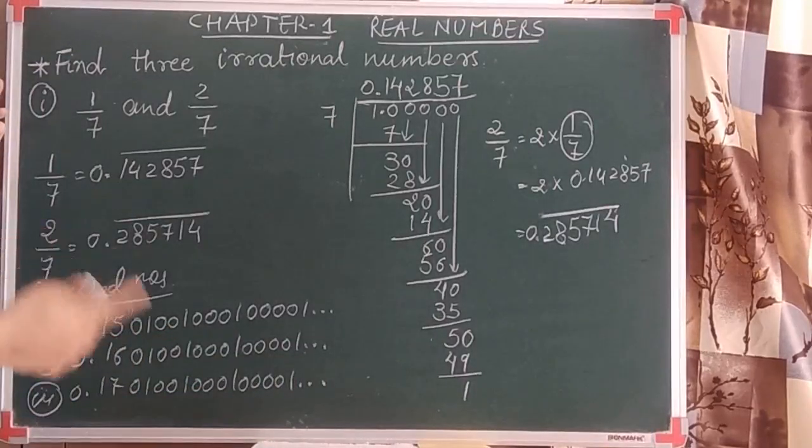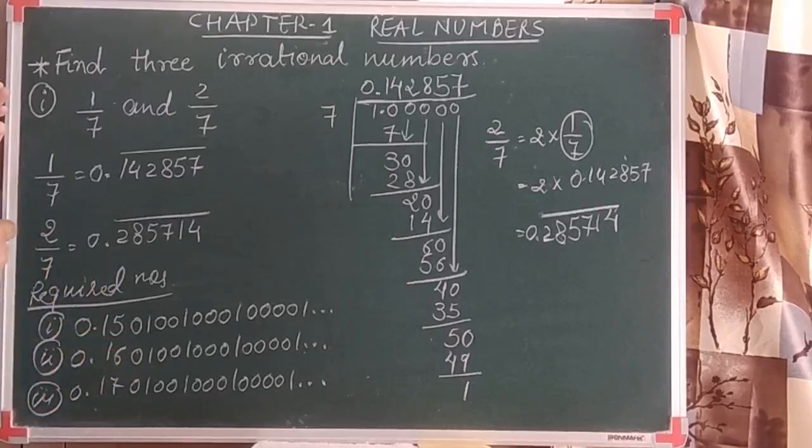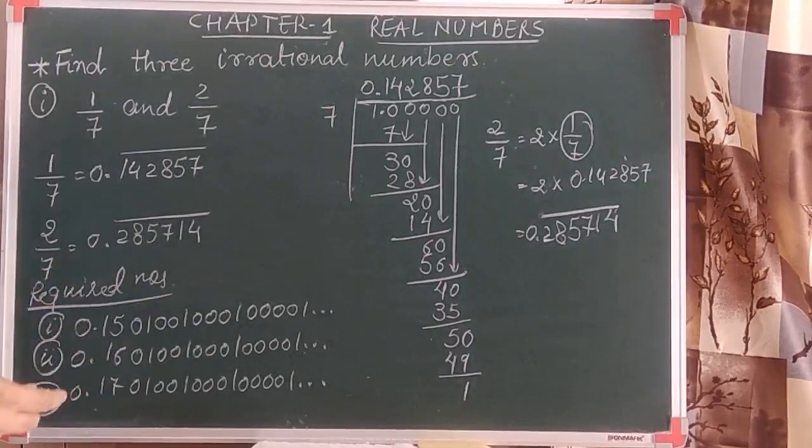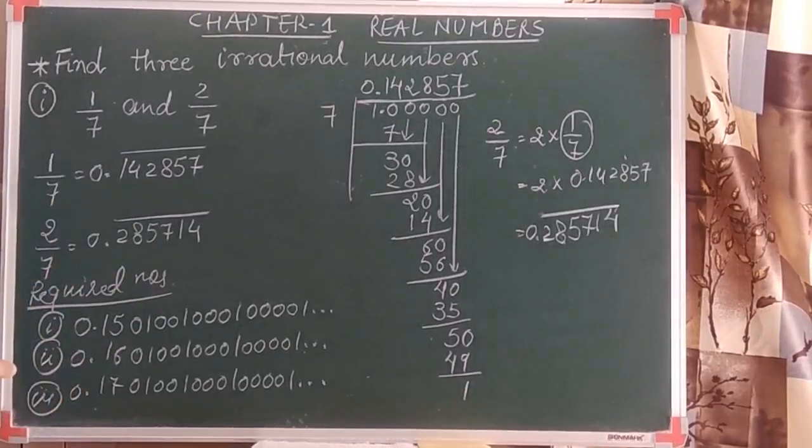Instead of 1 you can write 2, then you can write 1 2 3 4 5 6 7 8, 1 2 3 4. Like you can change the values. Fine. Thank you.